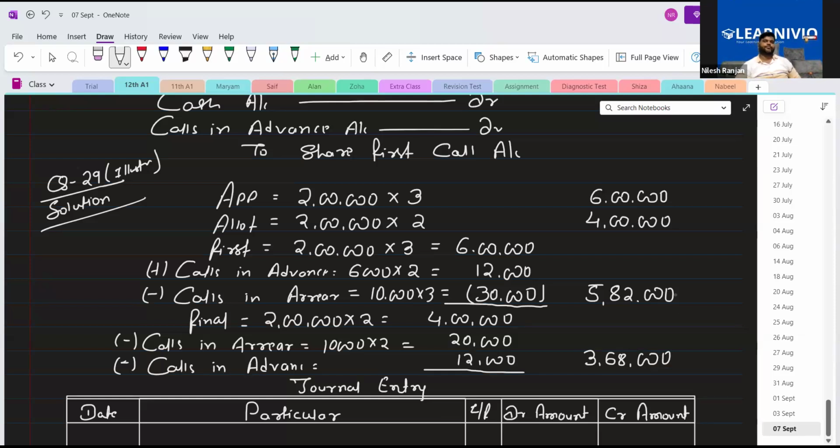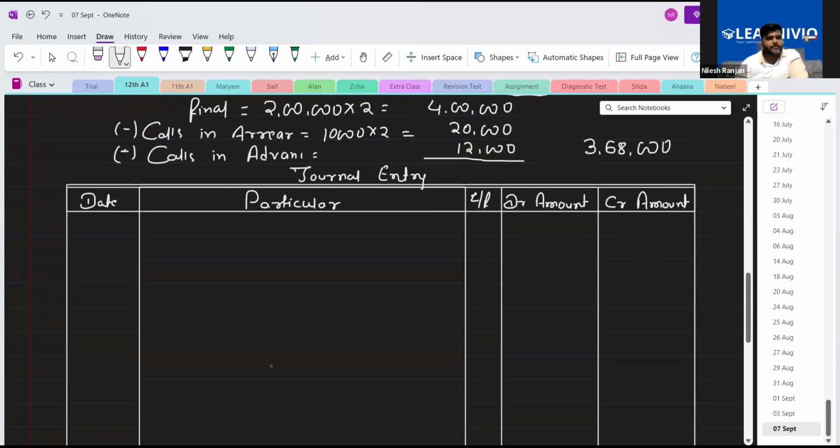Yes, sir. Okay. On the first call, we have received calls in advance. That's why we have added it. And there is a calls in arrear scenario. That's why we have deducted it. On the final call, we have adjusted, deducted calls in arrear and calls in advance, both.